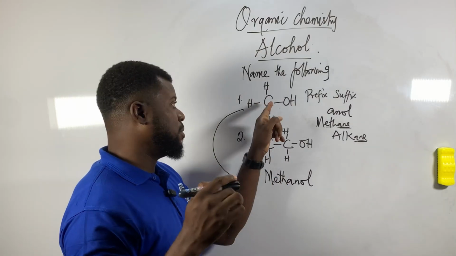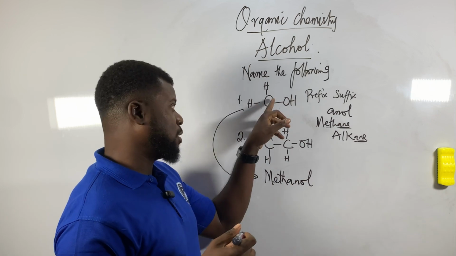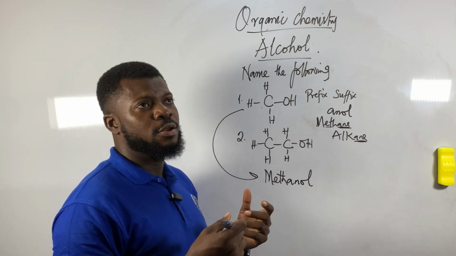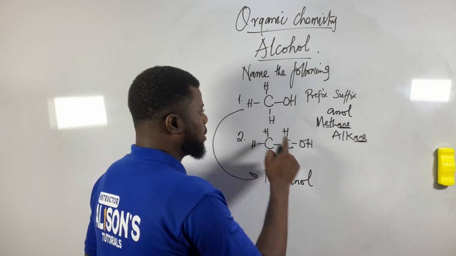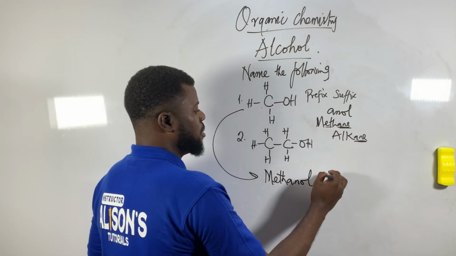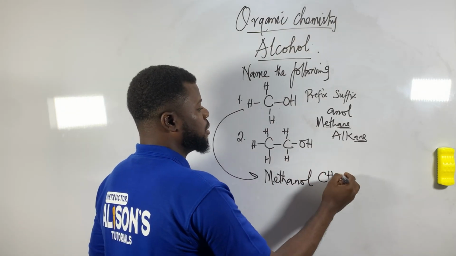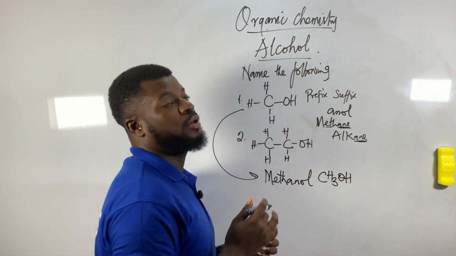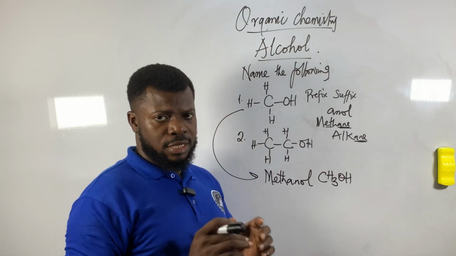If you want to get the structural or molecular formula, you can just carry one carbon, say you get one carbon, get 3 hydrogen atoms, H3, and then carry this OH attached to them. Now you get the molecular formula. You get the point now.